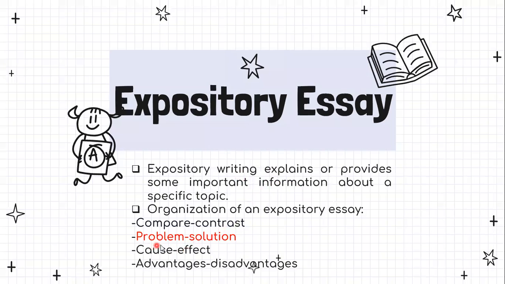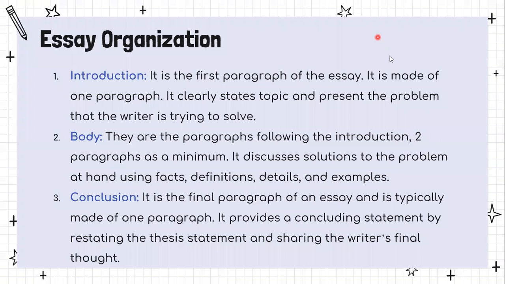As we said, what's the organization of this expository essay? It's a problem solution essay. So how is an expository essay organized? It should have three major elements. First element is an introduction, second, a body, and third, a conclusion. An introduction is usually the first paragraph of the essay, and it's made of one paragraph only, and it should clearly state the topic, and present here in the problem solution essay the problem and tell the readers that we're trying to solve this problem.